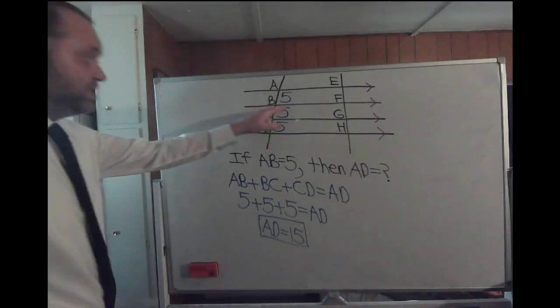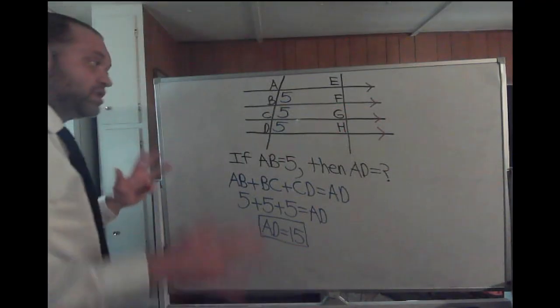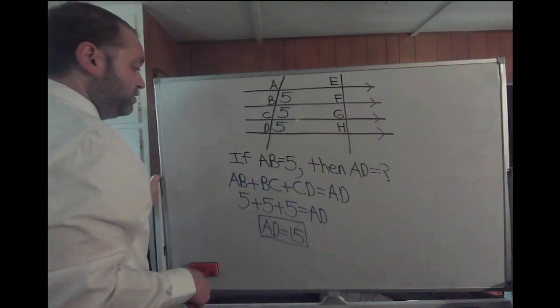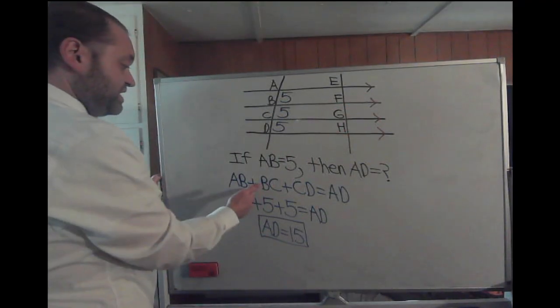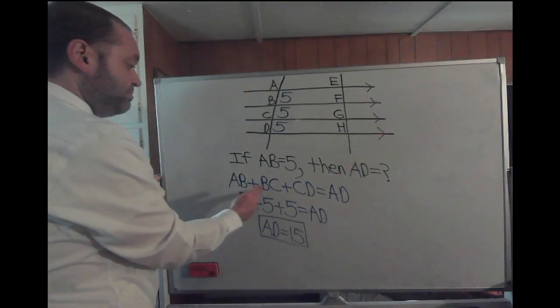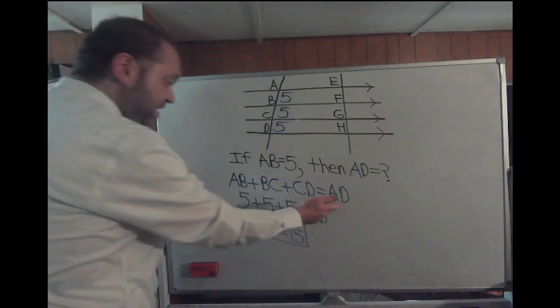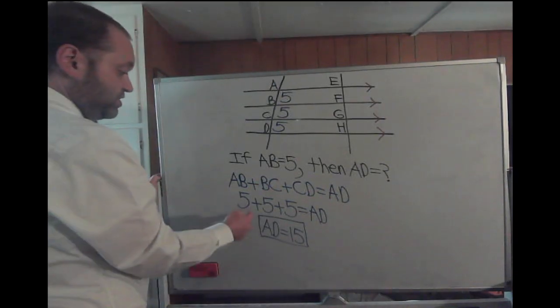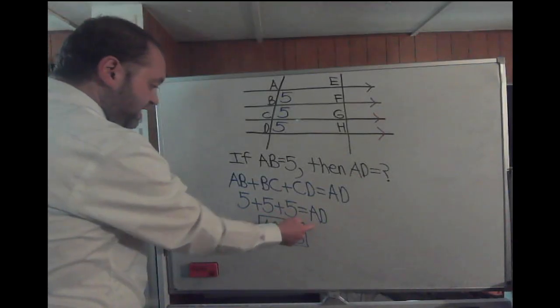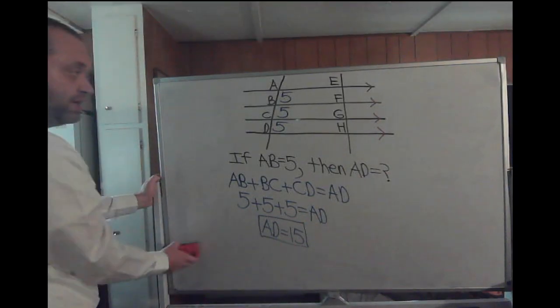Because on each of these transversals, there are congruent segments on each. So we just use the segment addition postulate of AB plus BC plus CD to equal AD. So it turned into 5 plus 5 plus 5 equals AD. So AD would equal 15.